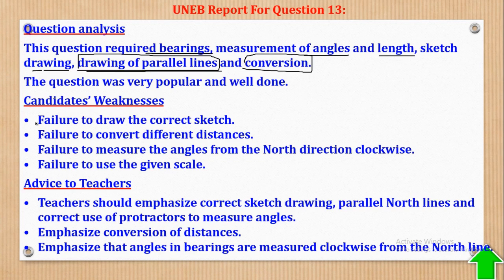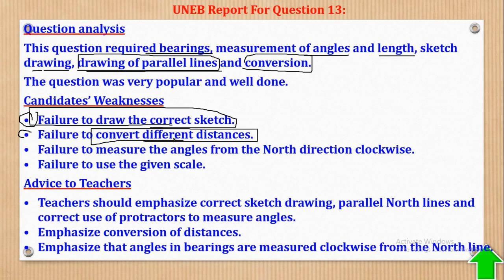Some of the weaknesses of some students or candidates are, one, failure to draw a correct sketch. The sketch has to be first drawn and it has to be correct. Then another weakness, failure to convert different distances. The conversion from meters to centimeters is also vital. Some students multiplied when they had to divide.